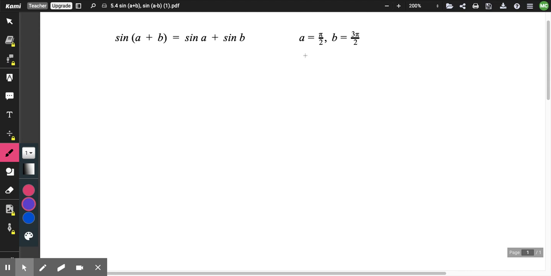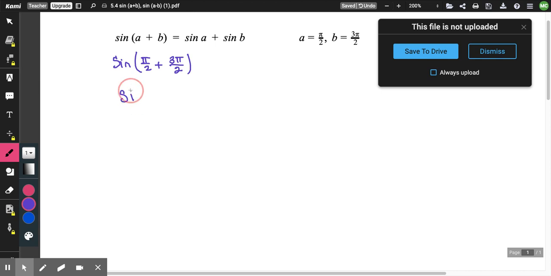Test this example where a is pi over 2 and b is 3 pi over 2. So I'm going to start by putting in pi over 2 for a and 3 pi over 2 for b. And then I'm just going to work on the left side of the equation now so that I can see whether or not this is true.